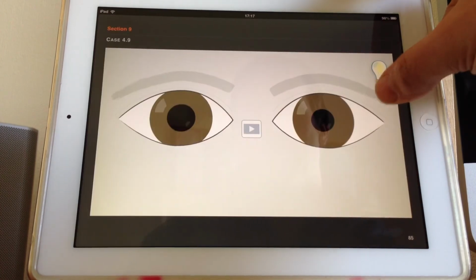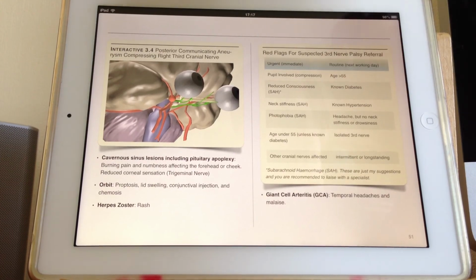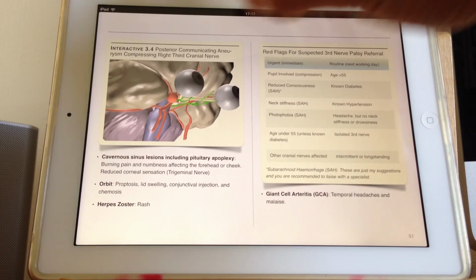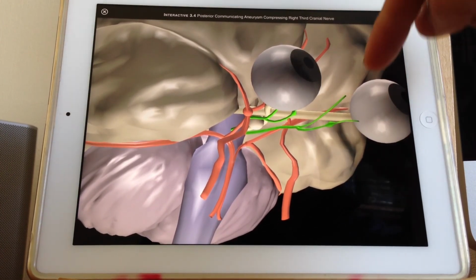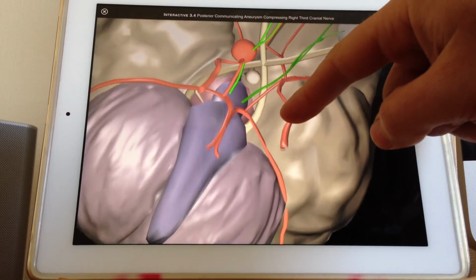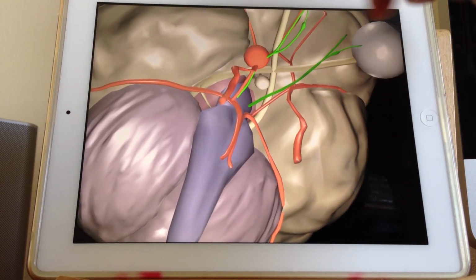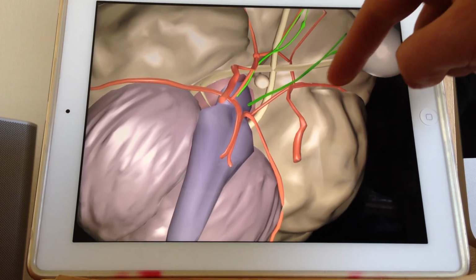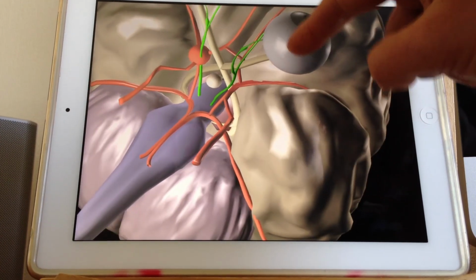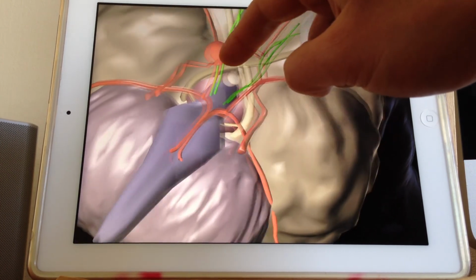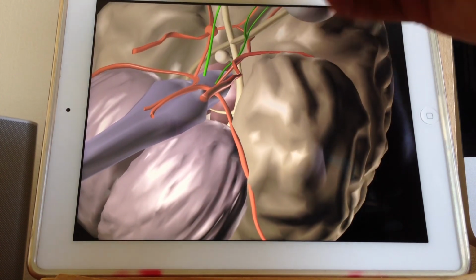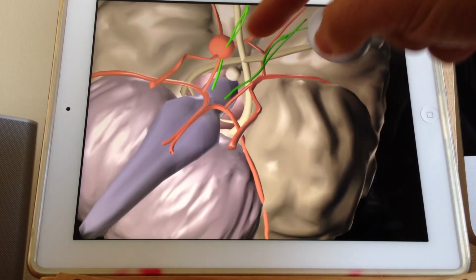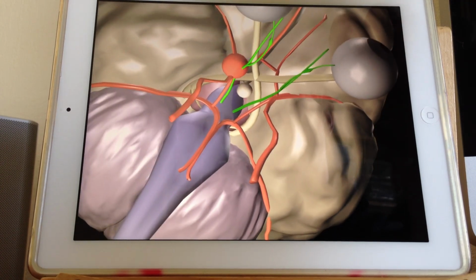And if I go back there, I've got an illustration of a dilating aneurysm, so let's just put that up. So if this is a posterior communicating artery, and it's pressing on the third nerve in green, the posterior communicating artery is going between the middle cerebral and the posterior cerebral artery, and as it's dilating, it's involving the nerve and compressing it.